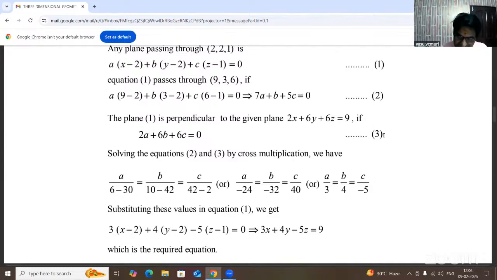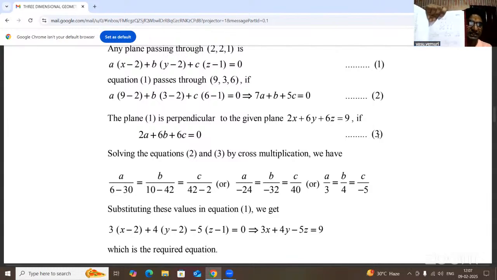After the simplification, 3x plus 4y minus 5z minus 6 minus 8 and plus 5. Okay. Finally, 3x plus 4y minus 5z minus 6 minus 8 means minus 14 plus 5, that is minus 9 equal to 0. Finally, 3x plus 4y minus 5z equal to 9. See this one.